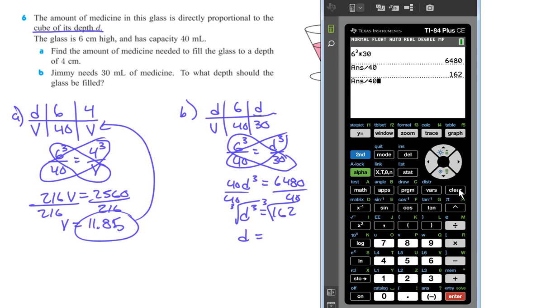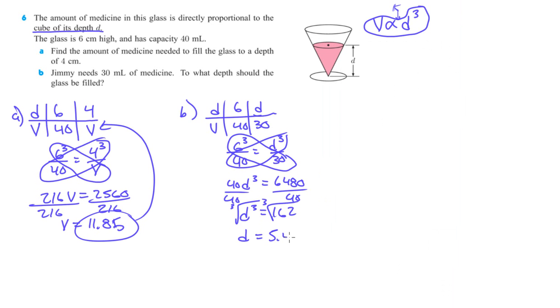Second, why does it do that? I keep messing that up. Math, go down to cube root. Second, not entry, but second answer. There we go. Keep pushing the wrong stuff. That's why that keeps happening. 5.45. So 5.45 centimeters, and that's 11.85 milliliters over here. Okay. All right.